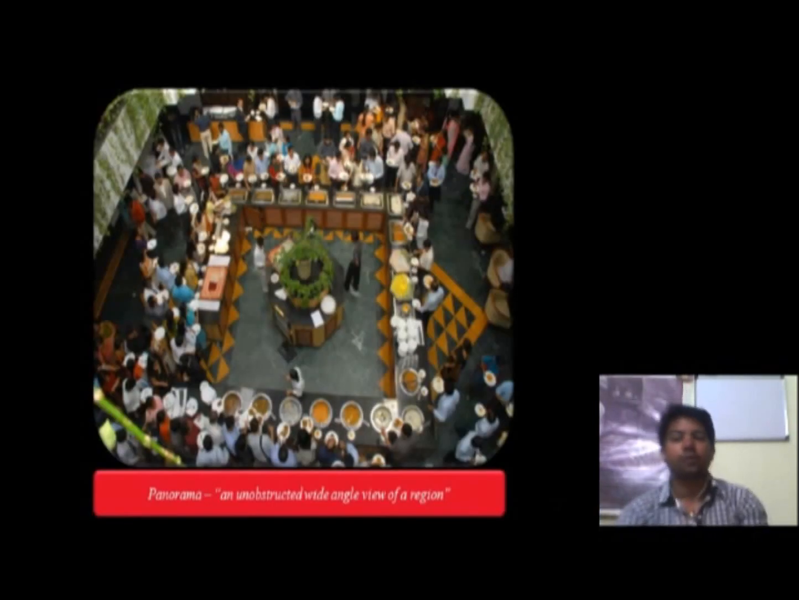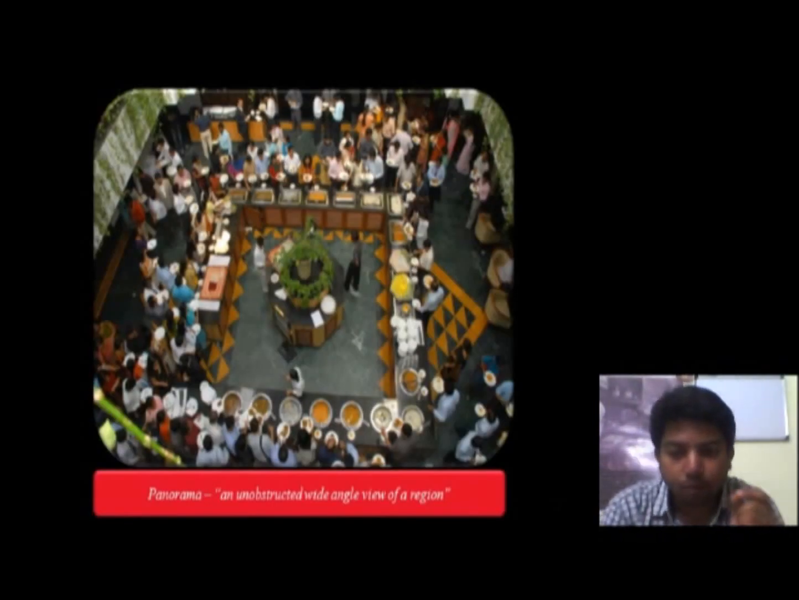Next, going to panoramic radiography. Panorama means an unobstructed wide-angle view of a region. In panoramic radiography, we see an unobstructed wide-angle view of a region where we can see all the teeth of maxilla and mandible.